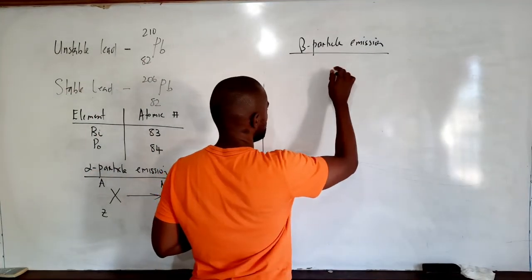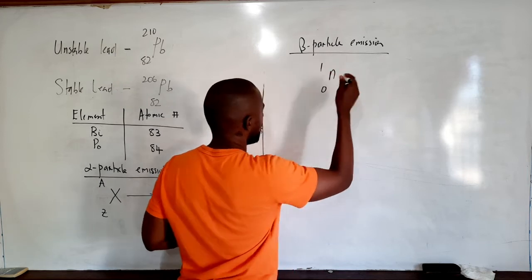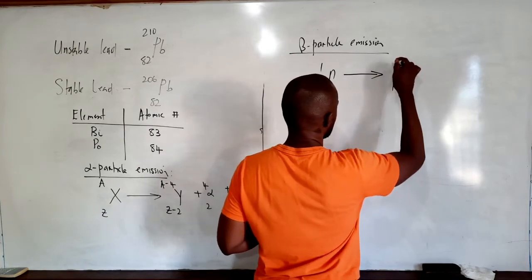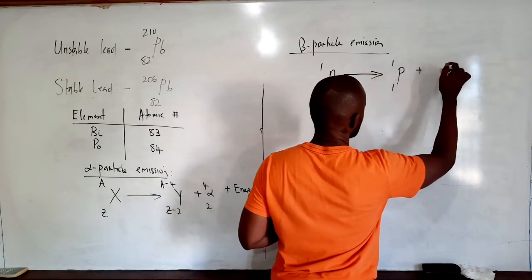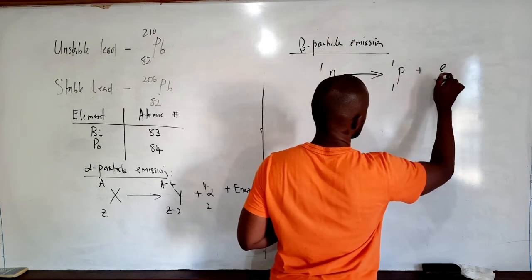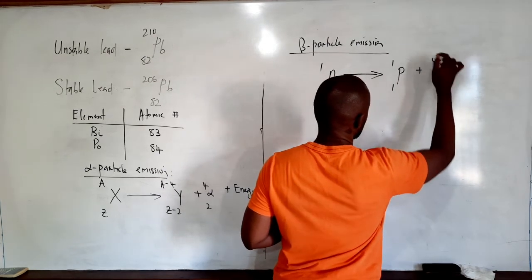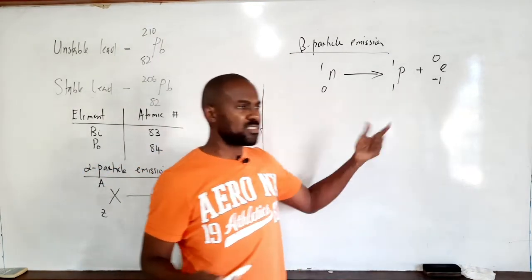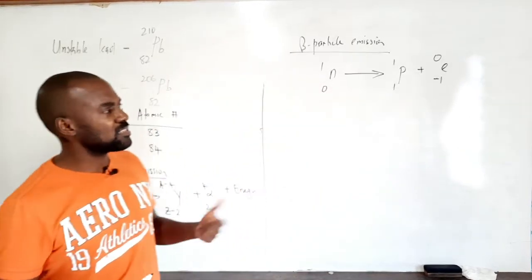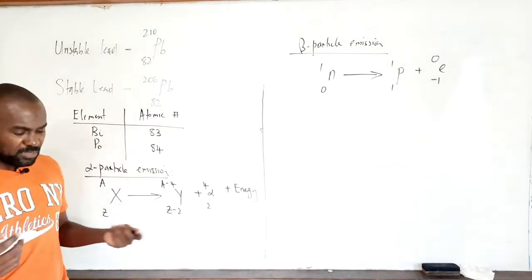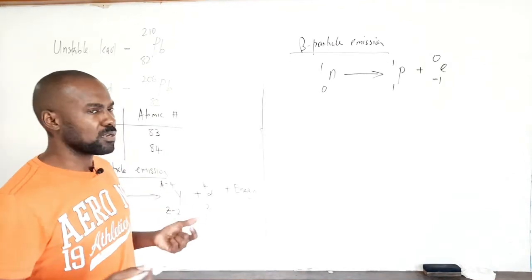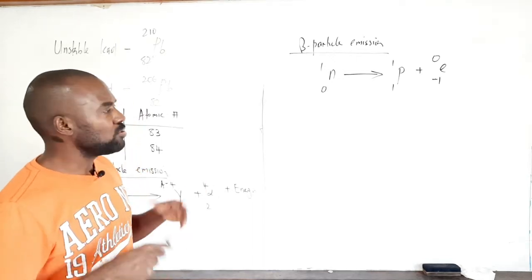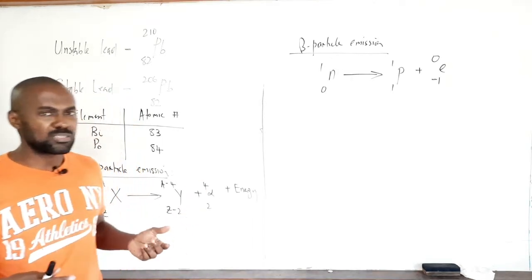So a neutron, no charge, mass number 1, will be converted to a proton, charge 1, mass number 1, plus an electron, charge -1, mass essentially 0. This electron essentially becomes our beta particle. It is ejected from the nucleus and forms the beta particle, whereas the proton remains in the nucleus of the atom. So essentially, in the nucleus, a neutron splits into a proton and an electron.